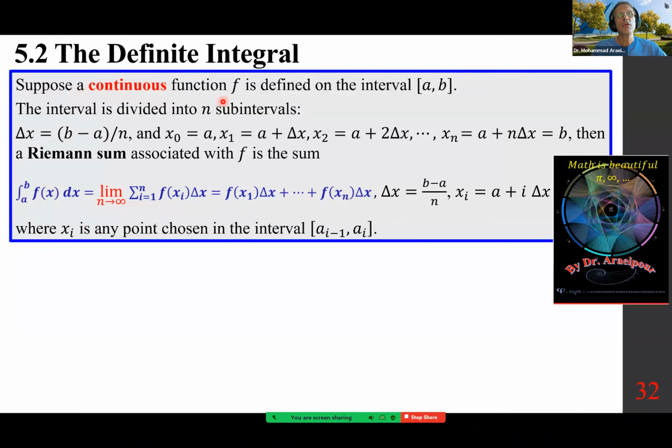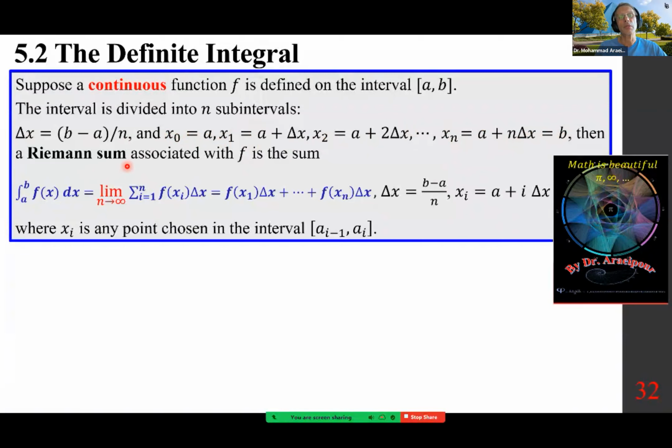Suppose a continuous function f is defined on the interval [a, b]. The interval is divided into n subintervals. Delta x equals b minus a over n. And x sub 0 is a, x sub 1 is a plus delta x, all the way to x sub n, which is a plus n delta x. This would be a, this would be b.